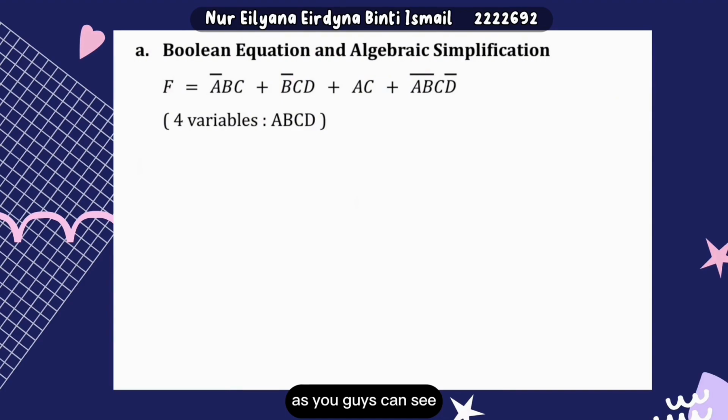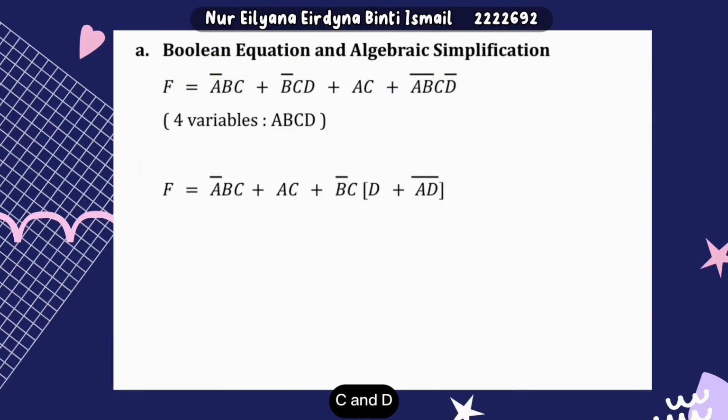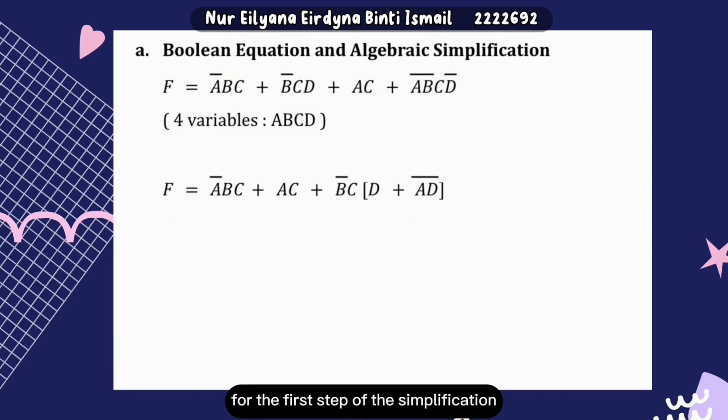As you can see, this is the equation that we have chosen for our project. This equation consists of 4 variables, which are A, B, C, and D. For the first step of the simplification, we need to factorize some of the variables. As you can see, we can factorize B bar C [D plus A bar D bar].